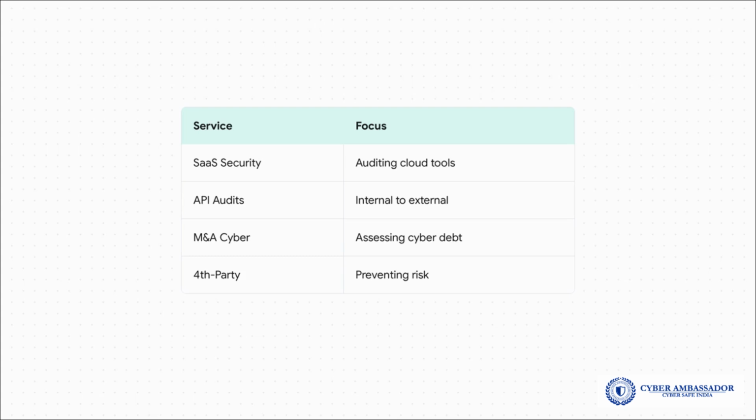If your company is buying another company, you absolutely need to assess their hidden cyber debt before the deal officially closes. And to fix that nth-party blind spot we dug into earlier, there's fourth-party mapping. That helps you identify your vendor's subcontractors so you can avoid concentration risk, basically making sure you aren't secretly relying on just one vulnerable underlying provider for everything.